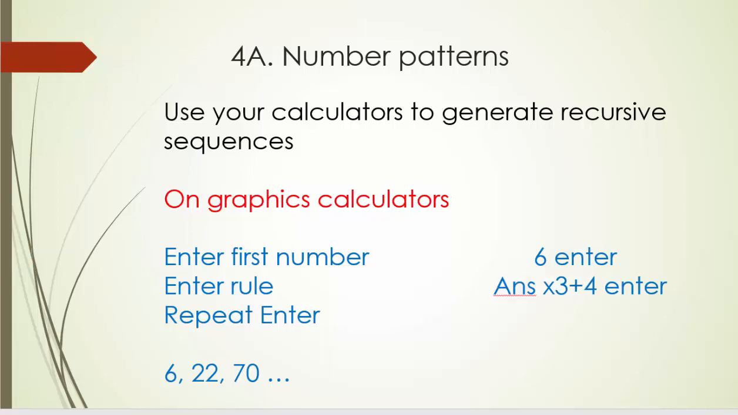When you're ready, get a graphics calculator out and do much the same thing, slightly different. You put your first number in, 6, and then press enter. And then for the rule you have to press the answer button, which I think is down on the bottom right of your graphics calculator, and then type times 3 plus 4, enter, and then enter and enter, and you should get the same sequence of numbers. Pause this presentation while you make sure that you can do that on your graphics calculator.